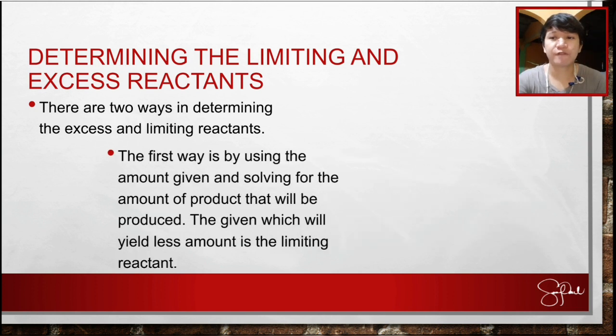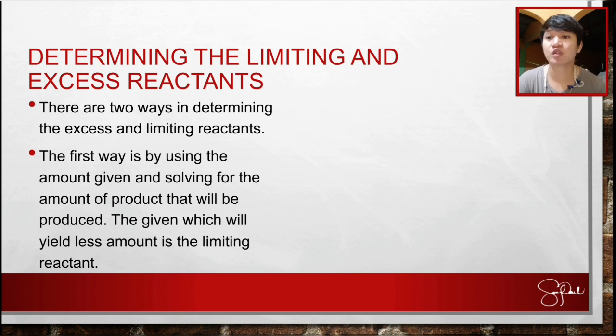So there are two ways. First way is by using the amount given and solving for the amount of product that will be produced. The given which will yield less amount is the limiting reactant. On the other hand, the one which will yield more product will be the excess reactant. So we will be using both of the given, both of the reactants involved in the reaction, and solving by comparing the reactant and the product.